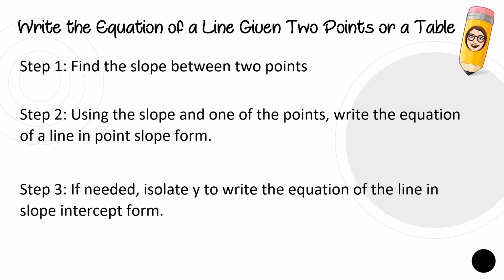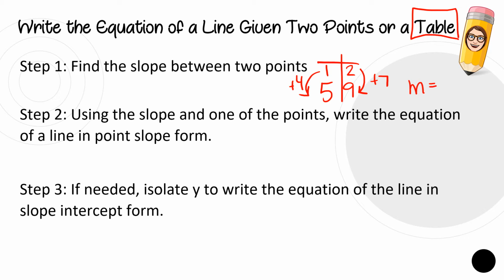You do have these steps in front of you on your foldable. Specifically today, we're going to talk about from a table. The first thing is you're going to find the slope between those 2 points. So if I'm given a table like 1, 2, 5, 9, this is a review. Remember, we find the change in the y's, the change in the x's, and we write it as change in y over change in x. As always, if you can reduce the slope, simplify it, please do so.